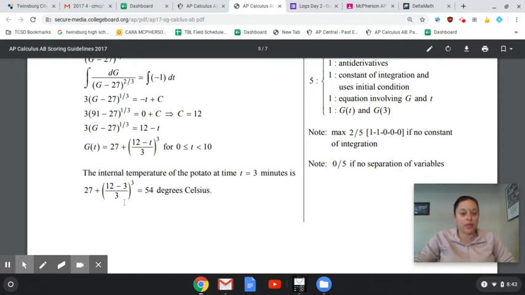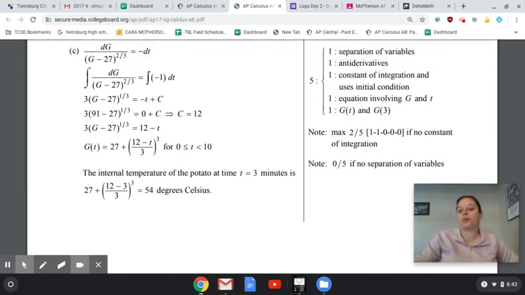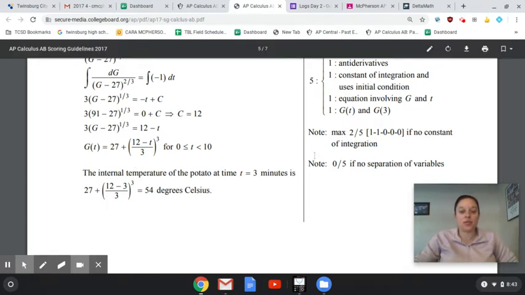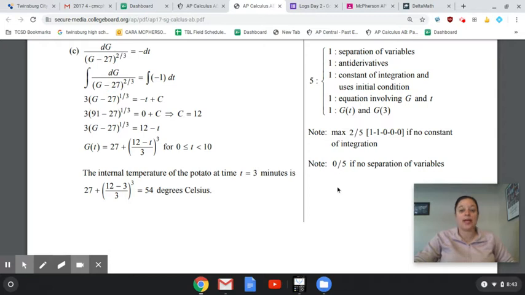So your G of 3 is what you get when you plug in 3, you get 54. I'm not sure because I never got G of T totally by itself. I'm thinking I might have got 4 out of 5 on that, which for as difficult as this question was, I'm pretty happy about. They have the same notes that we saw in class. If you don't have a plus C, don't involve a plus C, the most you can get is 2 points. If you never separate variables, which was the biggest issue for students, you don't get anything.